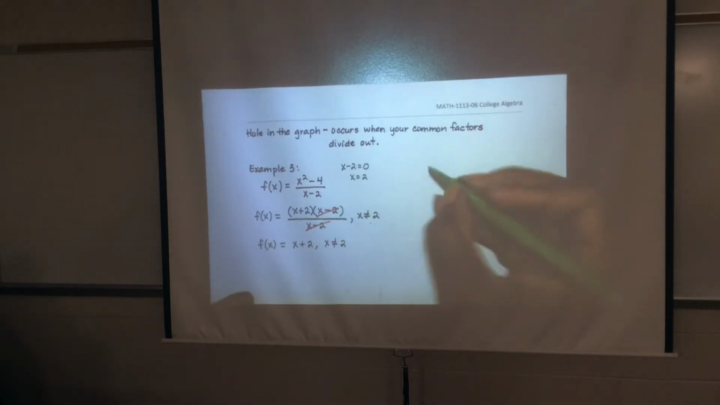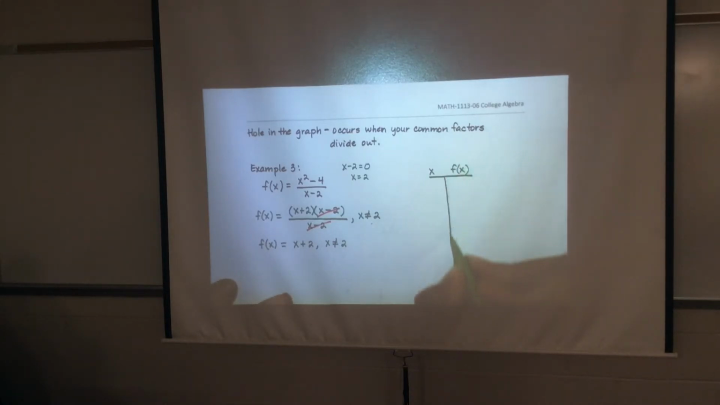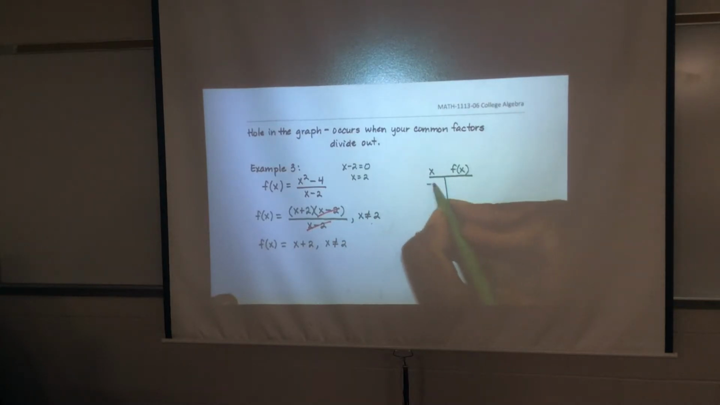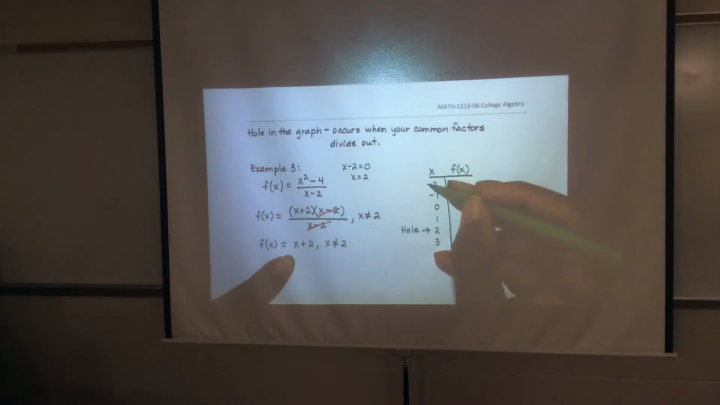Okay, and off to the side, I'm going to create a table of values. I'm going to say from negative 2, negative 1, 0, 1, 2, and 3. But I'm going to keep in mind at x equals 2, this is where I will have what they call the hole in the graph. So when I plot this, I will have to plot an empty circle at that ordered pair when x is equal to 2.